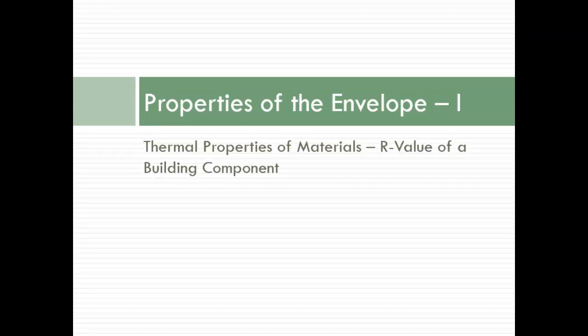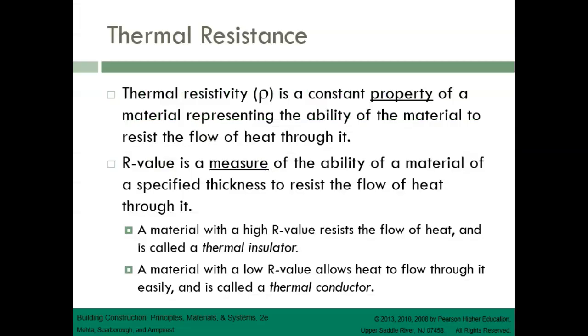To understand the rate at which that energy transfers through the building envelope, we first have to understand what R value is and how it relates to each different building component. R value is the measure of the ability of a material to resist the flow of heat through it, where P is a constant property of the material representing the ability of the material to resist the flow of heat through it.